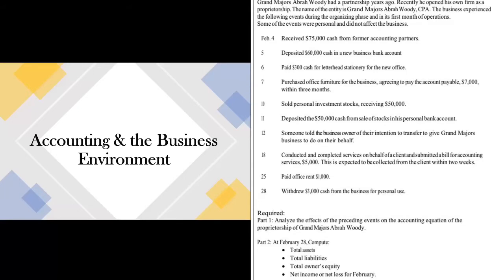So let's go and kind of analyze part 1. Analyze the effects of the events above. And the major thing here, on the accounting equation of who? Of the sole proprietorship business. So not the partnership business that he had years ago, nor his personal activities, but the sole proprietorship of Abraham Moody. So let's begin that. So it says, analyze the effect of the preceding events on the accounting equation.